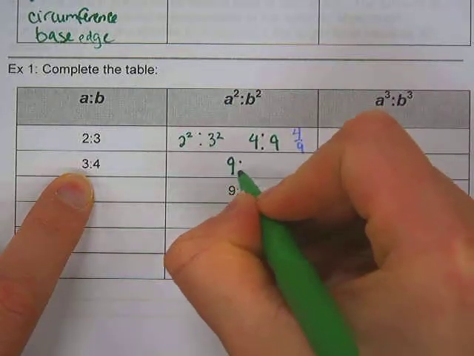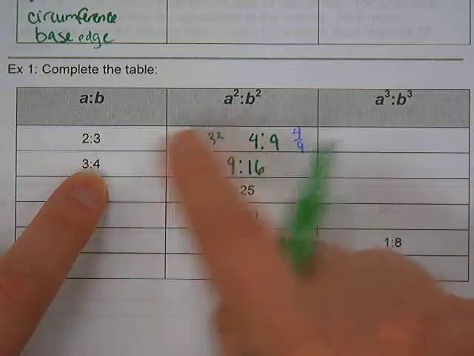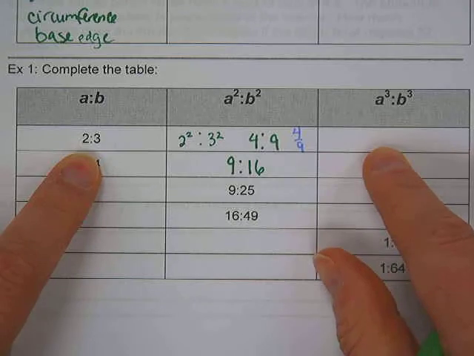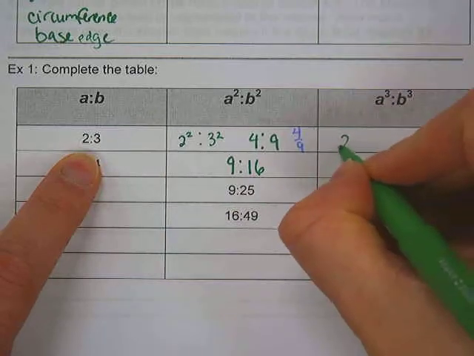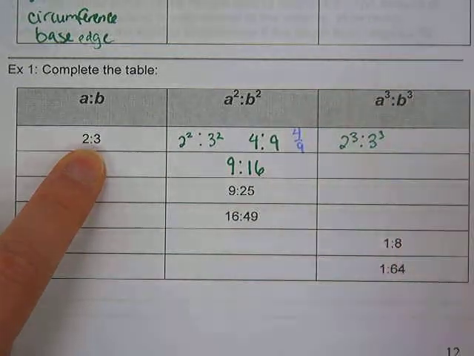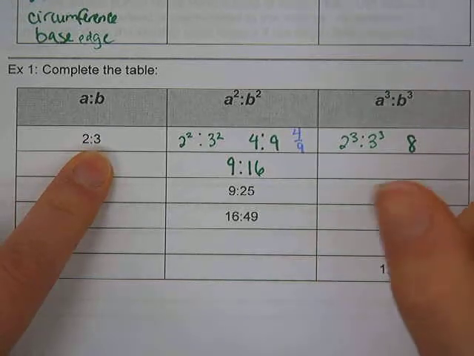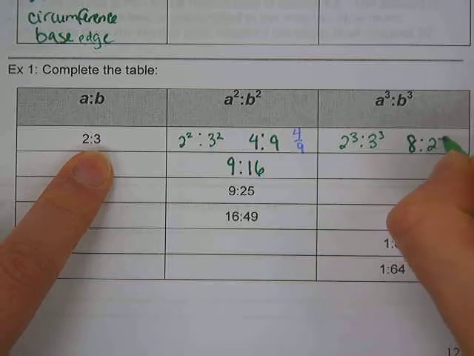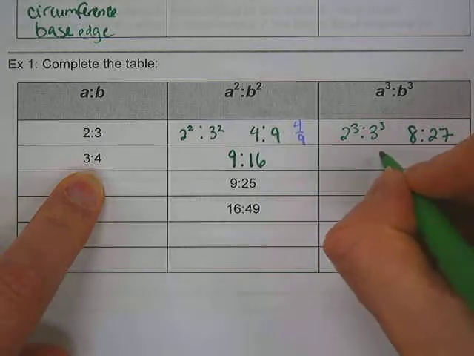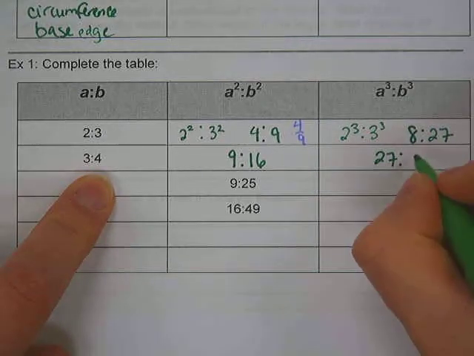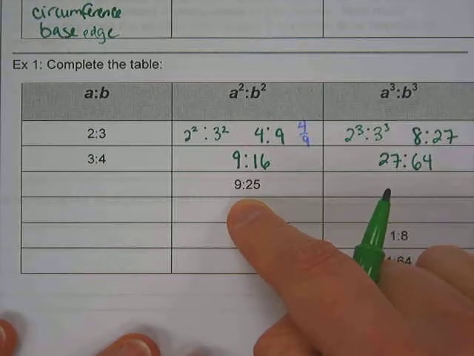Looking at the second one, we have 3 to 4. So again, I'm going to square the first number, square the second number, and that's my A squared to B squared ratio. Now going back to the first one, let's fill in the A cubed to B cubed. Now don't make the mistake of coming here. We want to go back to the original. So now I need 2 cubed to 3 cubed. Well, 2 cubed means 2 times 2 times 2, so that's 8. 3 cubed is 3 times 3 times 3, so that's going to be 27. For A cubed to B cubed for the next one down, we're going to have 27, and 4 cubed is going to be 64.